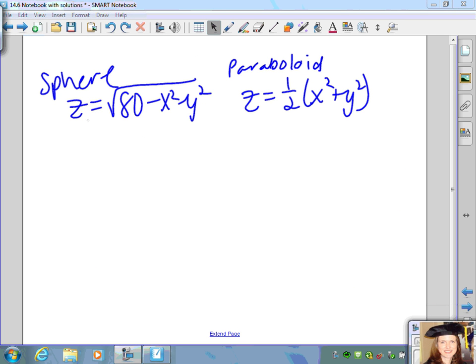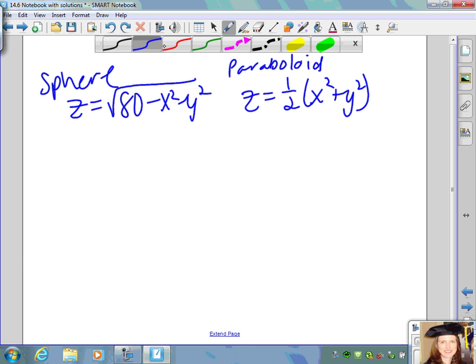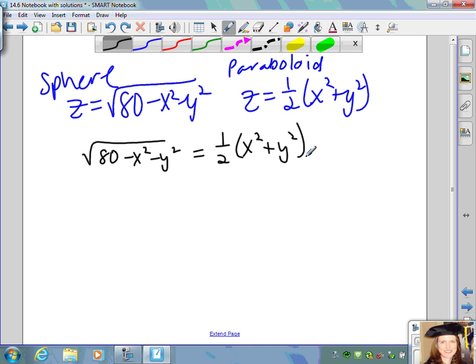Okay, so I have the equation of the sphere, z equals the square root of 80 minus x squared minus y squared, and the equation of the paraboloid. We're going to set the z's to be equal. When we do that, we get the square root of 80 minus x squared minus y squared is equal to, again, the z on the sphere is equal to the z on the paraboloid, 1/2 of the quantity x squared plus y squared. And we want to solve this. We can do this a couple ways.